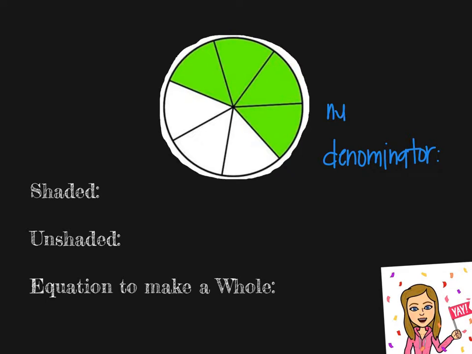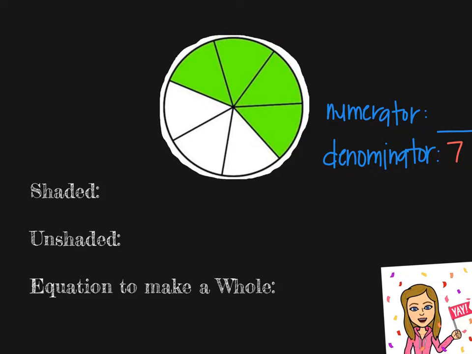The numerator is the top number of your fraction and shows us how many of those pieces have been selected or shaded. So I have 1, 2, 3, 4, 5, 6, 7 pieces in this circle. So that means the denominator will be 7. There are 7 equal pieces in this circle.